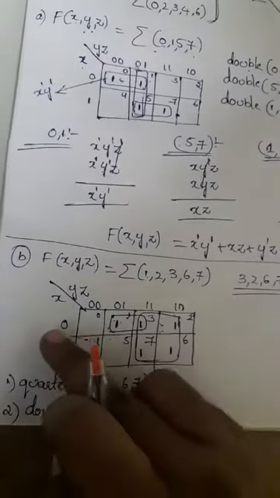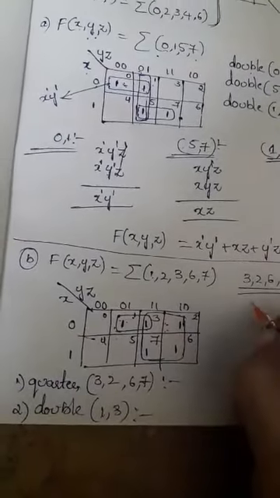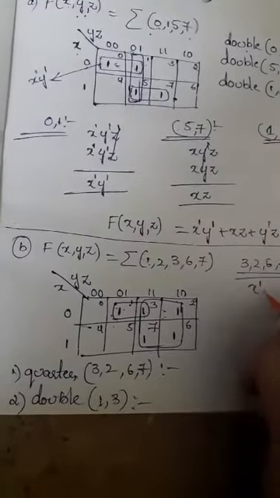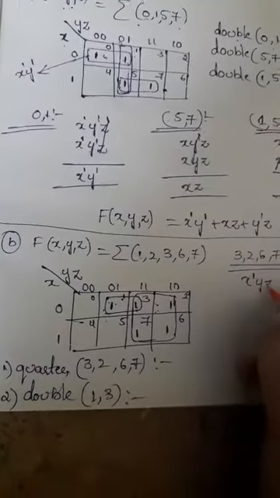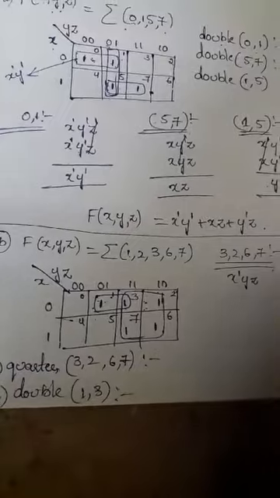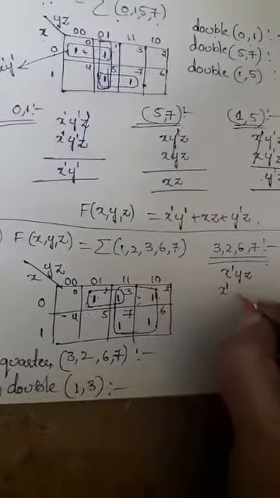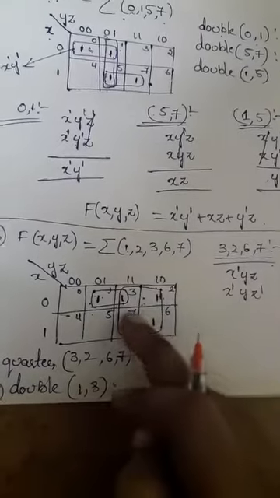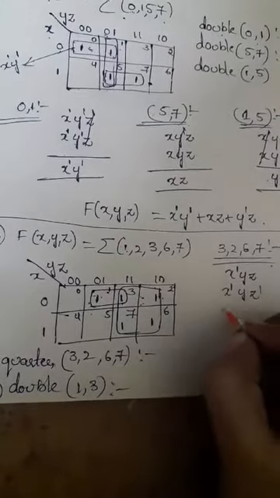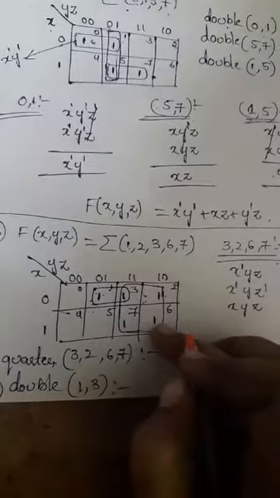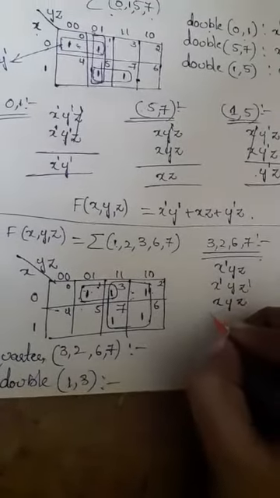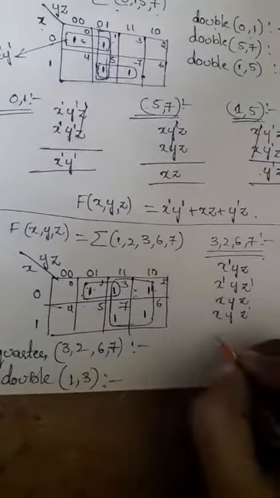3 is represented by 0, 1, 1. Already we know the SOP form: 0 will be complemented and 1 will be normal. Next, coming to 2, that is 0, 1, 0, so x complement, y, z complement. Now coming to 7, that is triple 1, so x, y, z. Coming to 6, that is 1, 1, 0, so x, y, z complement.